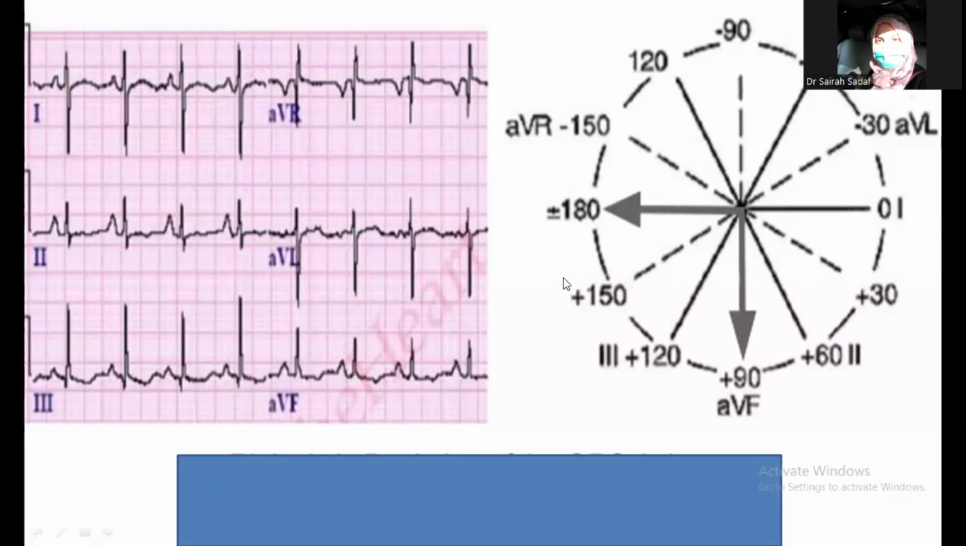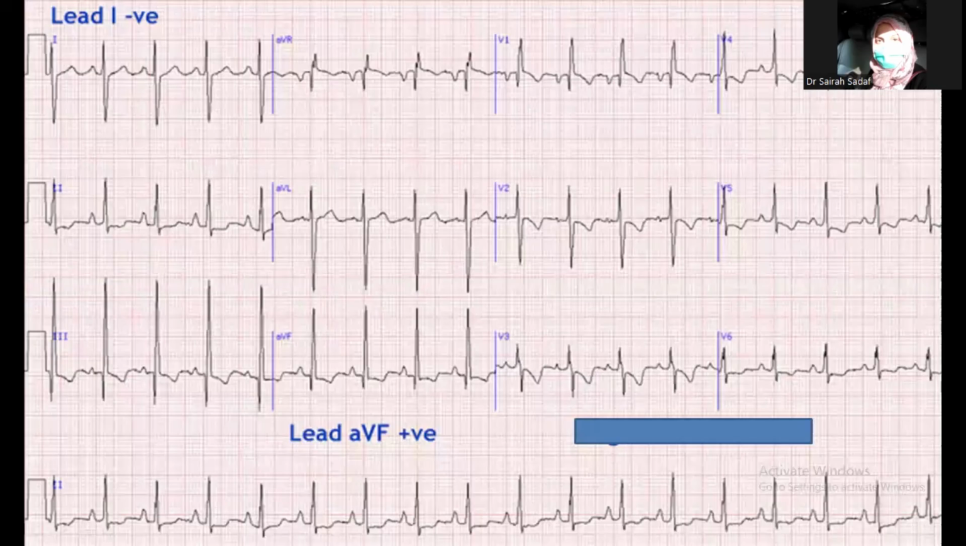Lead 1 is negative, AVF is positive. Yes, so it is right axis deviation. Yes, Ahmed, you're right. Very good. Let's confirm your answer. Now, tell me what axis is this?